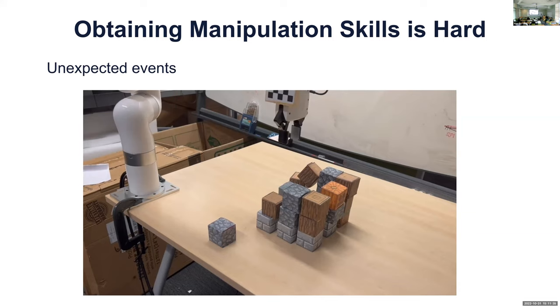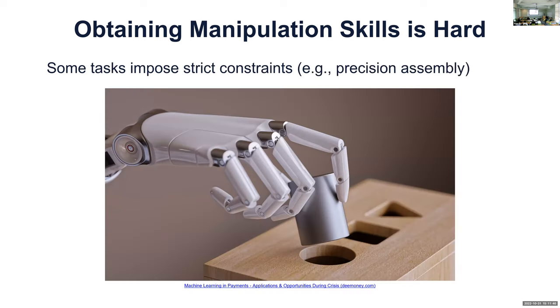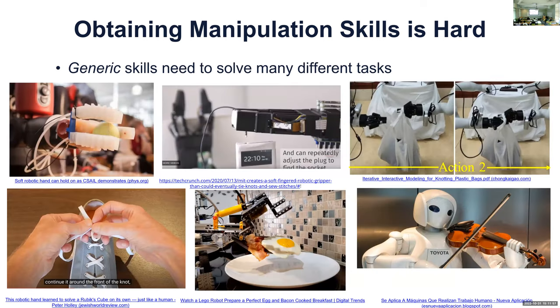And then manipulation would not always be perfect. There could be unexpected events, right? And so a good skill should be able to recover from errors. And then some of the tasks really impose very strict constraints. Like here, for precision assembly, a small mistake in either the perception or the action timing will cause the failure of the task. And then, if we're pushing generic skills to be useful for human life, as in our daily life, manipulating all the objects in the room, that's hard. Like here, I have a tissue, a soft body. Manipulating such a piece of paper is hard.